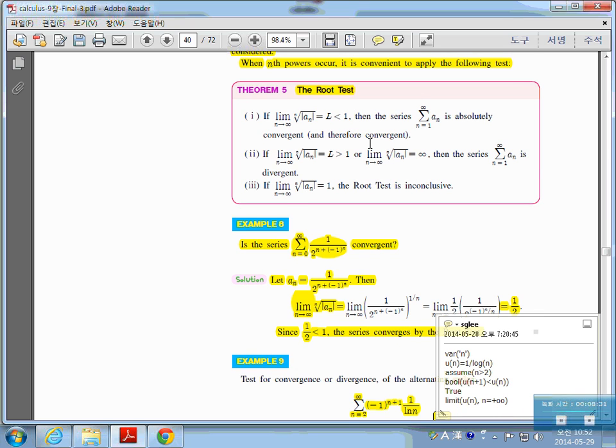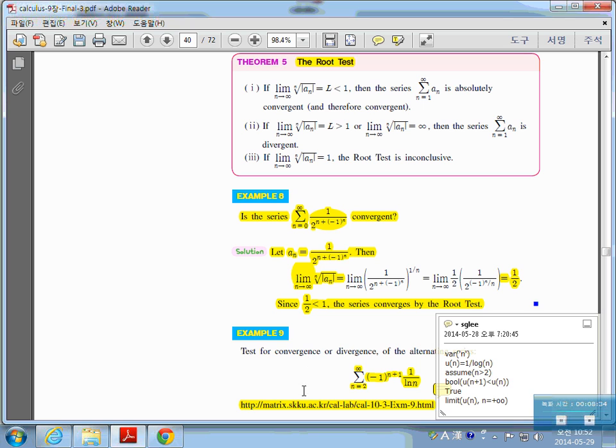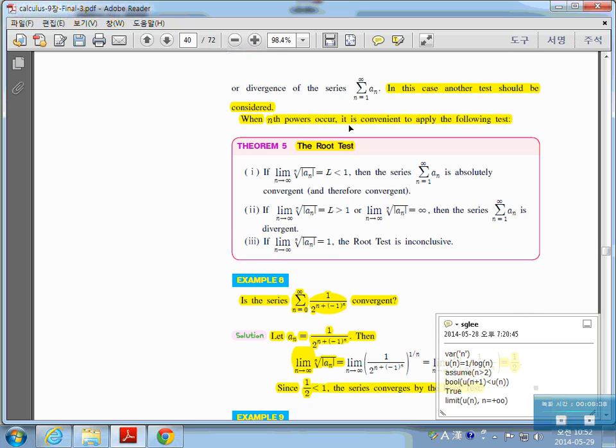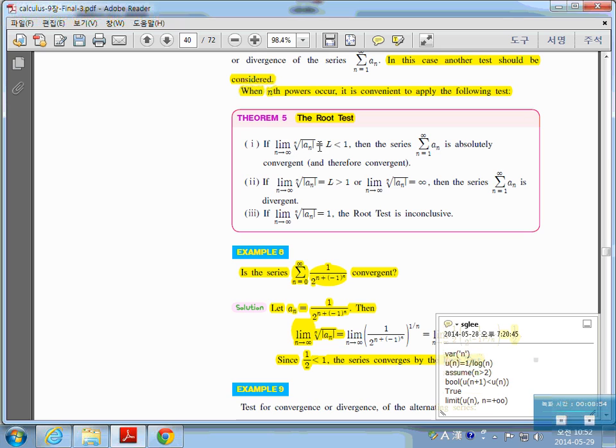And root test next. Root test. This is also one easy way to test it. This test is very useful when we have a function which has nth power. If the nth term has the power of n, then it is convenient to apply. In that case, we take the nth root of the absolute value of the a_n term. Then find the limit of it.